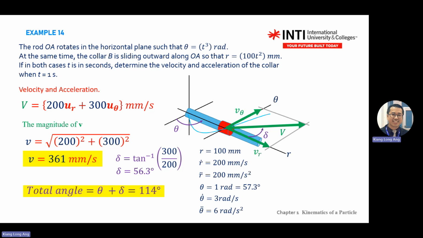90 degrees is... theta is 57.3 just now. Just now you substituted one radian, you get 1 radian. So 1 radian equals how many degrees? So it's here 57.3 plus 56.3. You get 114. Okay, makes sense?